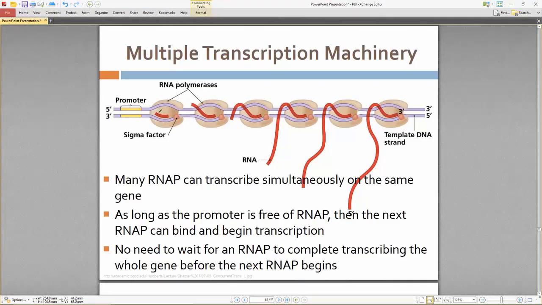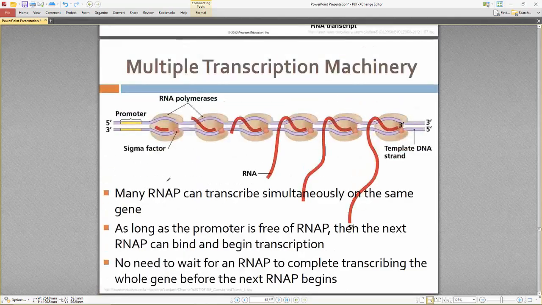Let's say that you have more than one RNA polymerase on the same DNA strand working at the same time. What's basically going on here is they're in a line and they're transcribing in a line, because just because you have one RNAP working on the DNA doesn't mean that you can't have other RNAPs working before or after it. So many RNAPs can transcribe simultaneously on the same gene. As long as the promoter is free of RNAP, then the next RNAP can bind and begin transcription. So there's no need to wait for an RNAP to complete transcribing the whole gene before the next one begins. And this is important if you need to create lots and lots and lots of copies of this transcript.